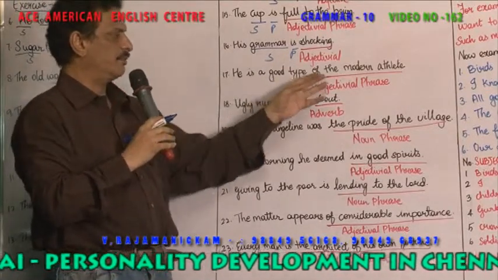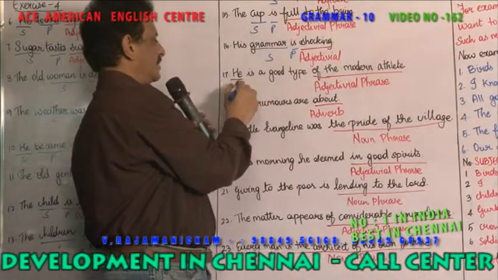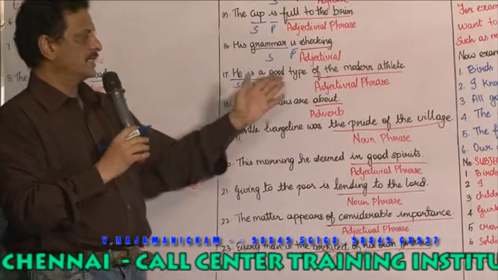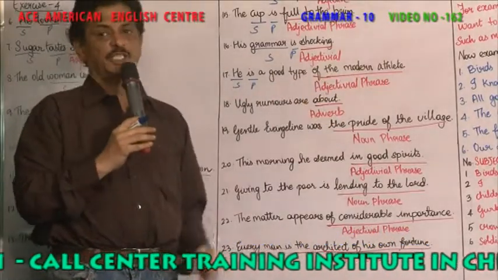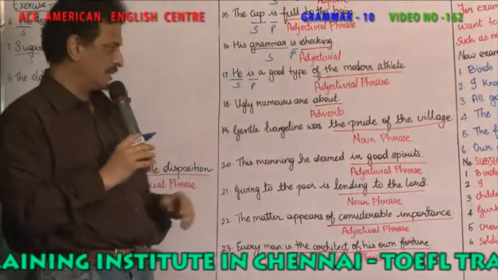He is a good type of the modern athlete. He becomes the subject. Is is the predicative word, the verb. A good type of the modern athlete becomes an adjectival phrase. It tells about this gentleman he. It doesn't take an object.